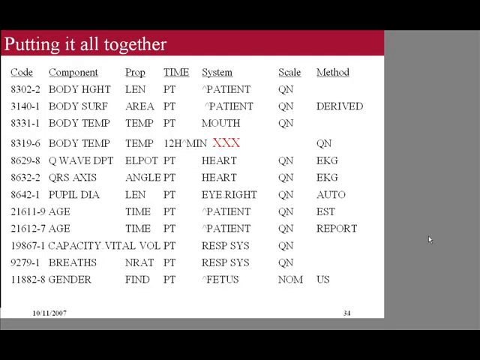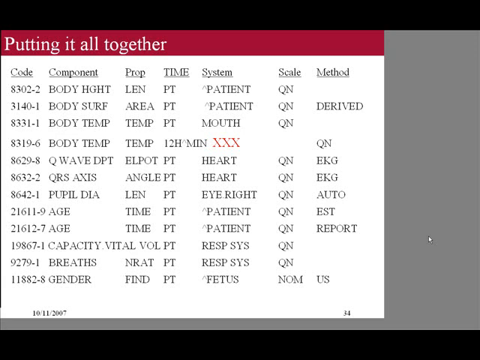So the kind of codes you end up with are represented here. You have body height, where the property is length at a point in time on the patient. The scale is quantitative. You have other similar things, like body surface area for the patient. It could be derived in this case. In other words, I didn't directly measure the body surface area, but I calculated it based on weight and height on the nomogram. Then body temperature by mouth.